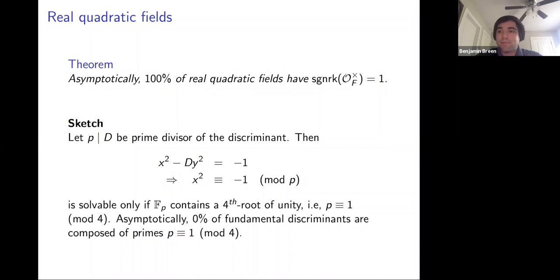And for each prime factor, at least for the odd prime factors, you're flipping a coin. You're basically saying it's either 1 mod 4 or 3 mod 4. You expect that discriminants where all the primes are congruent to 1 mod 4 should be really, really rare. So it should make sense that asymptotically 0% of fundamental discriminants have all primes congruent to 1 mod 4. That's a short sketch of why 100% of real quadratic fields will have signature rank 1: the Pell equation is locally obstructed whenever you have a prime that's congruent to 3 mod 4.